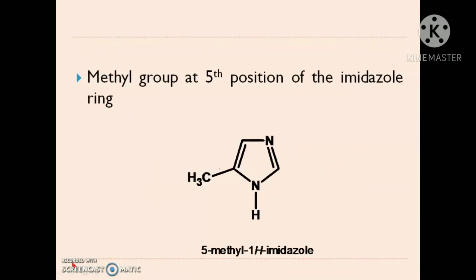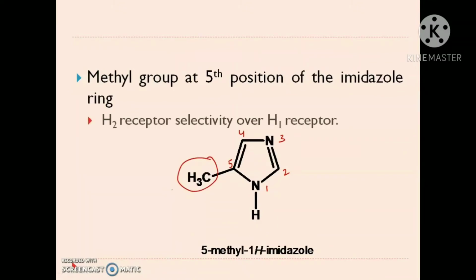And then introduction of a methyl group at the 5th position of the imidazole ring causes selectivity towards the H2 receptor. Histamine has an imidazole nucleus, and histamine acts with equal affinity at both the H1 and H2 receptors. So introduction of a methyl group at the fifth position of the imidazole ring makes that molecule more selective towards the H2 receptors rather than the H1 receptors.